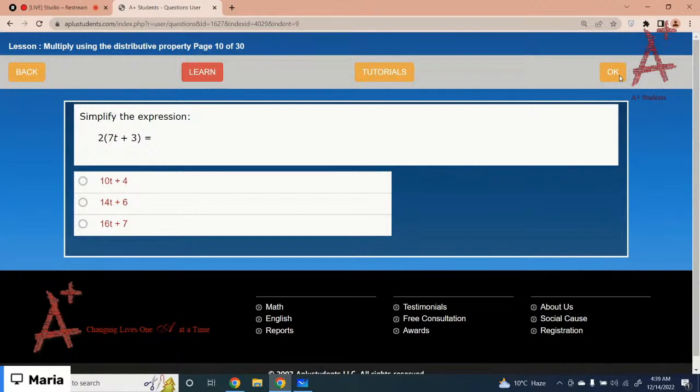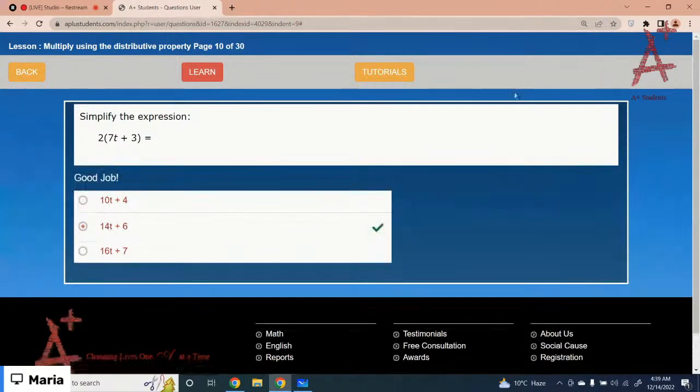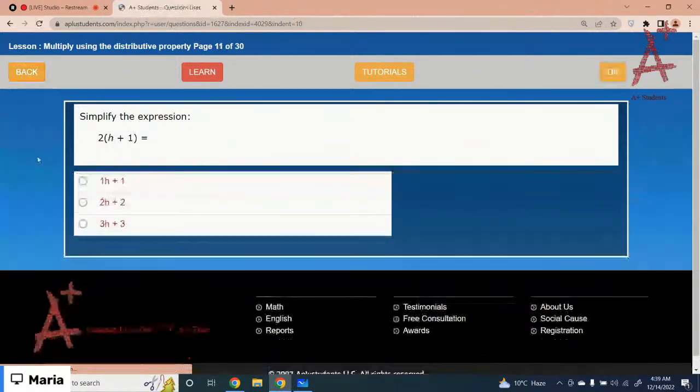2 times 7t plus 3. 2 times 7 is, write the variable with the number they are. Like for here you have t with a 7. 2 times 7 makes 14. So it would be 14t. And plus 2 times 3 is 6. Got it? So it would be 14t plus 6. So just select the correct option and click on the OK button.